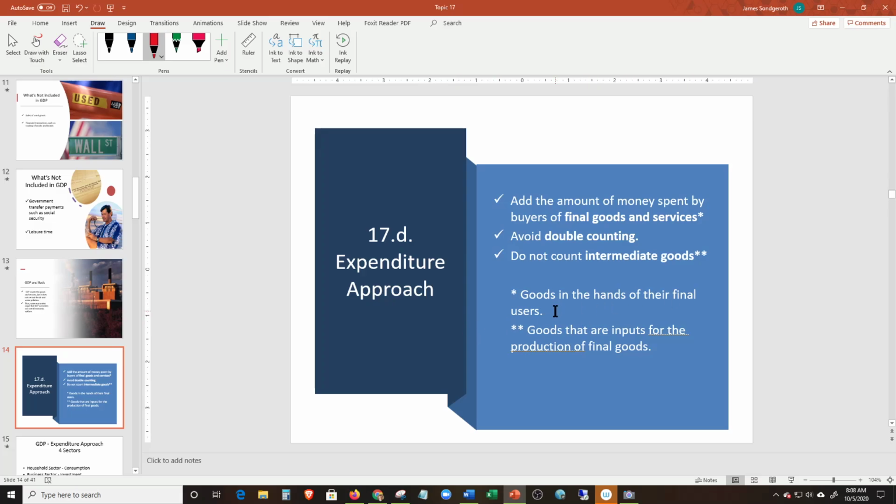Okay, goods in the hands of their final users, whether that be consumers buying goods that they are going to consume, or business firms buying capital equipment, but not raw material and intermediate goods, and governments buying goods and services for the functions that governments perform, including education like this. Okay, so paying me is part of the goods and services the government purchases.